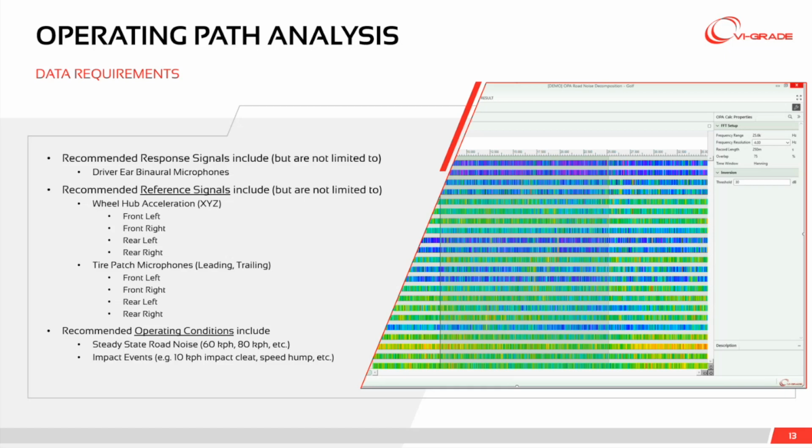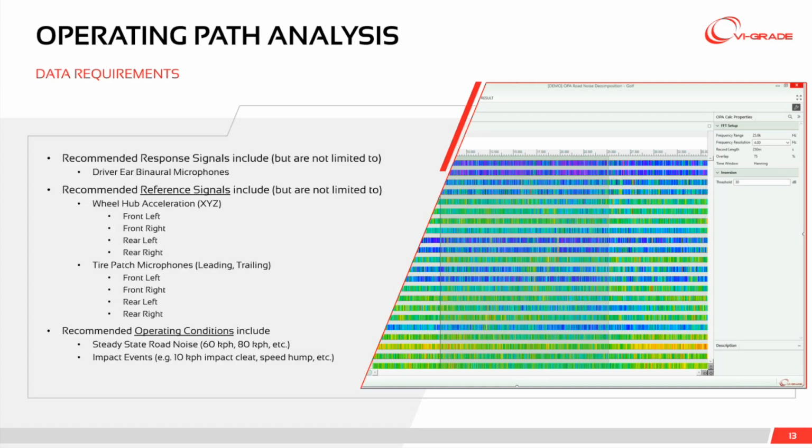So for OPA, we need, of course, our driver signals, to understand what the driver experience is, and then some reference signals located on the vehicle body structure. Typically, the minimum requirement that we recommend would be wheel hub accelerations on each of the corners, so front left, front right, rear left, and rear right, as well as tire patch microphones to get our airborne component of that.